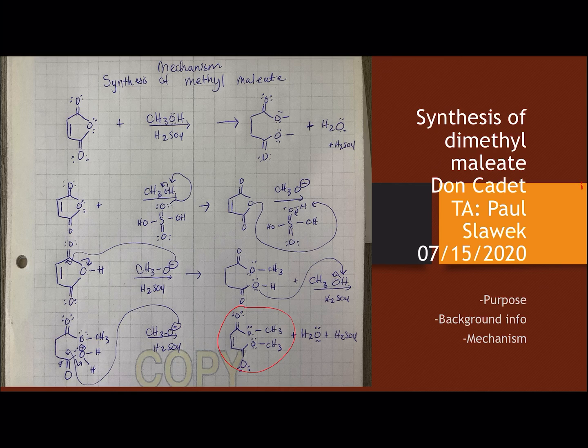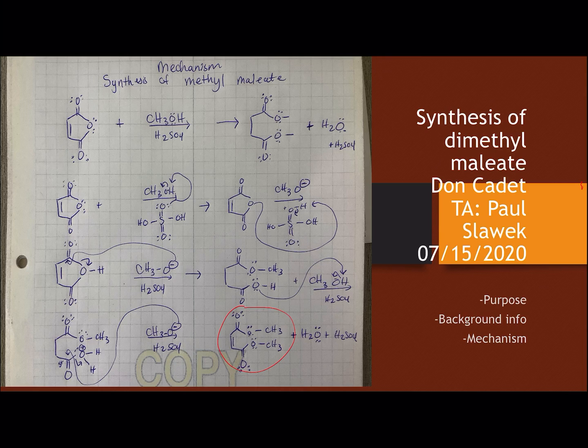And once dimethyl maleate forms, we're able to see a colorless, clear, oily liquid with a melting point of -17 centigrade and a boiling point of 204 centigrade. Furthermore, it has a density of 1.15 grams per milliliter.